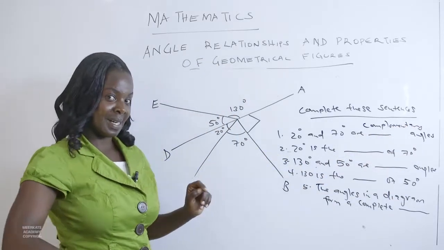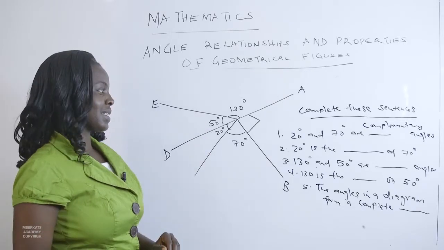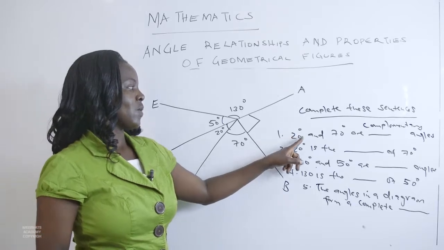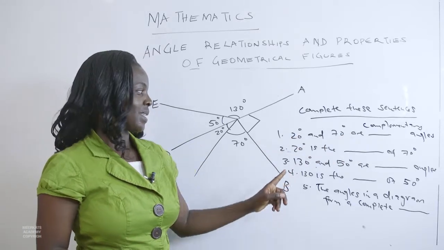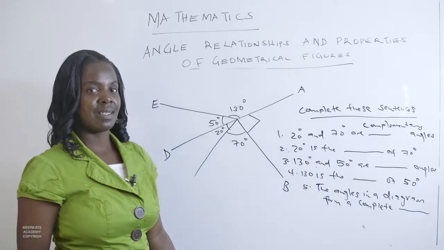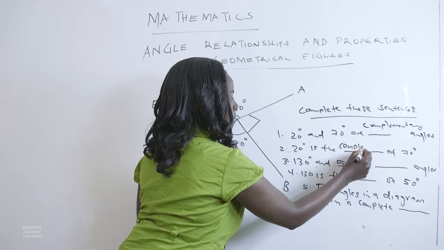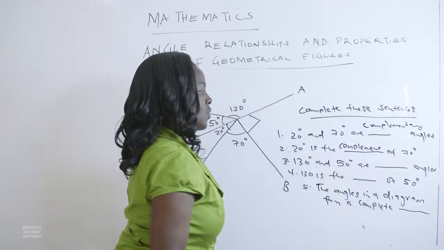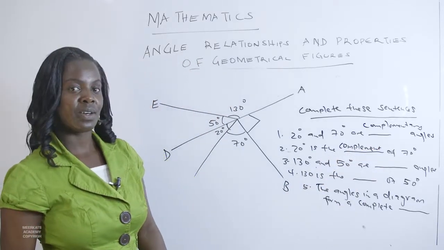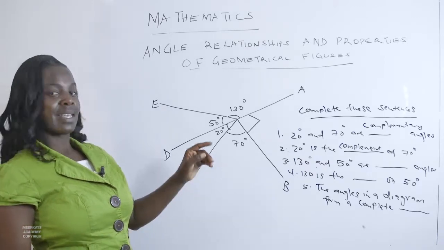Remember the complementary, we said there are two angles which add up to 90 degrees. Then if 20 and 70 are complementary angles, then that means 20 is the dash of 70. It is the complement. 20 is the complement of 70 because both of them add up to 90 degrees. Let's look at the next one.